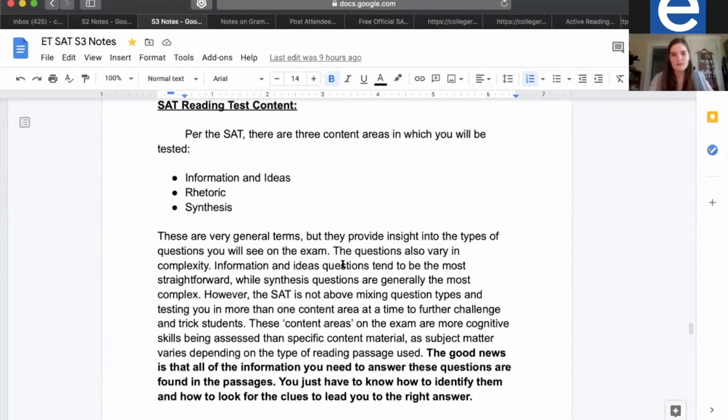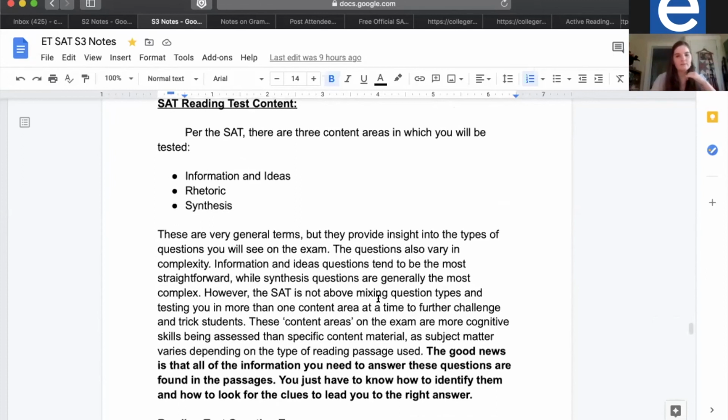So here, reading test content. The SAT goes over reading test content in terms of information and ideas, rhetoric, and synthesis. These are what they call content areas, but they're more about what they're testing you on. They're more cognitive skills than specific subject content.